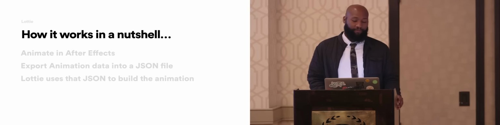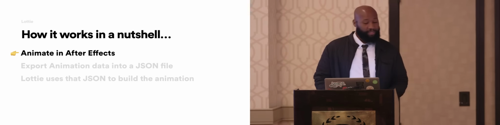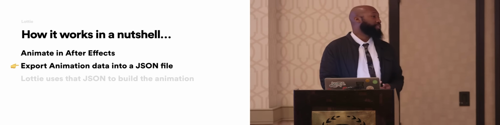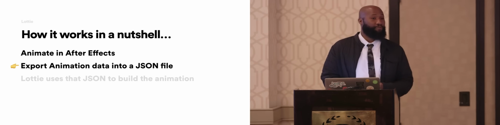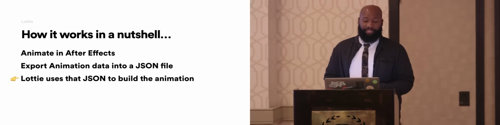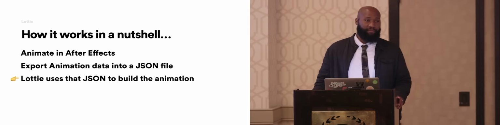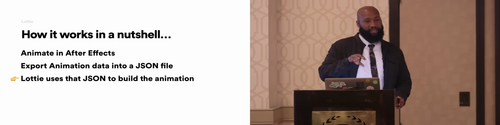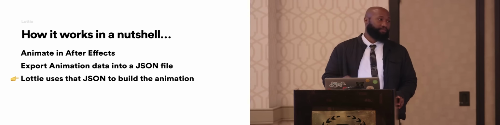In a nutshell, you animate in After Effects, you export that animation data as a JSON file, and then Lottie uses that JSON file to build the animation. And don't worry, I'm going to unpack all the pieces of the puzzle.